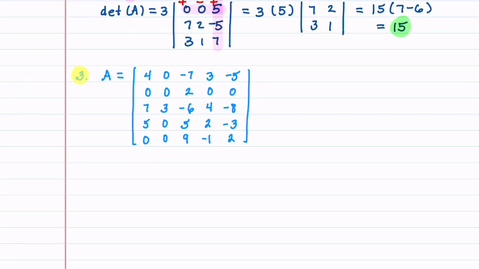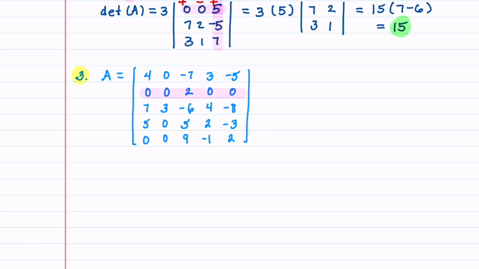Let's now look at our third example. This is a 5x5 determinant. Let's first look for the row or column with the most zeros. You might notice that the second row or the second column have the same number of zeros. So we can pick to go along a row or go down a column. I'm going to choose to go along a row just because my eyes work better going from left to right rather than up and down.